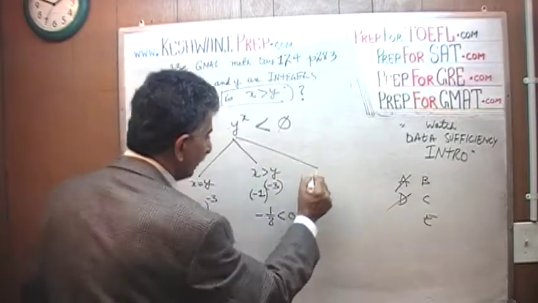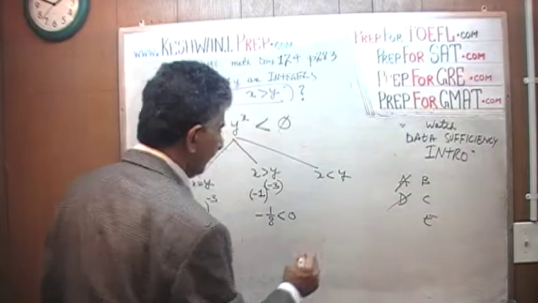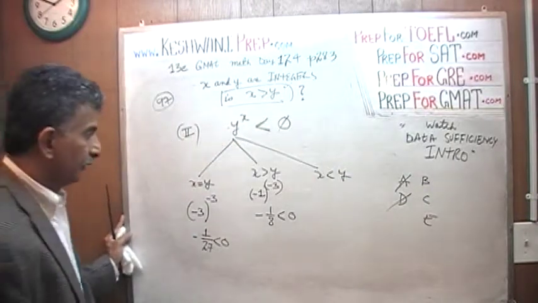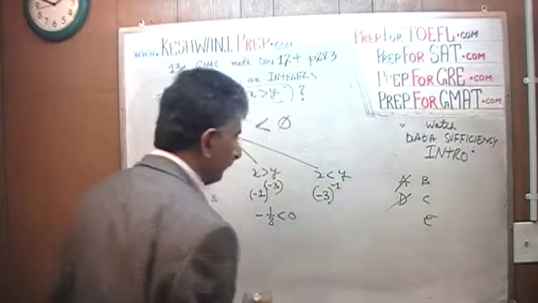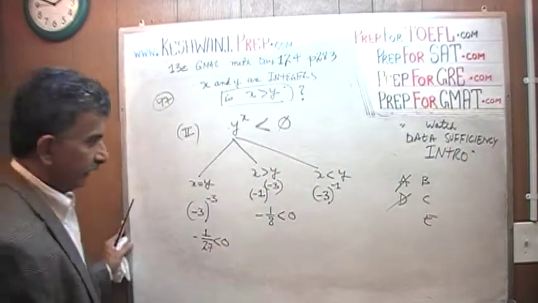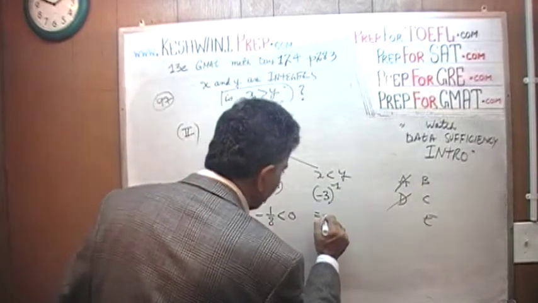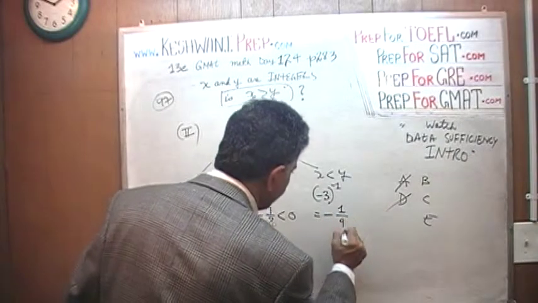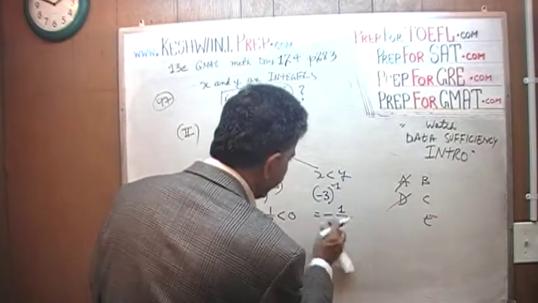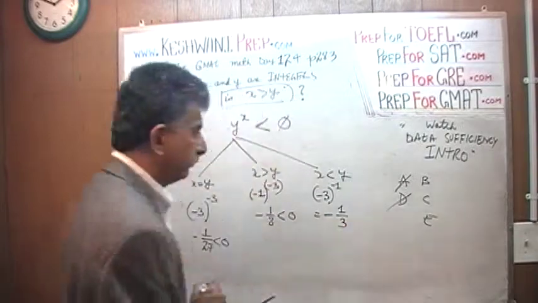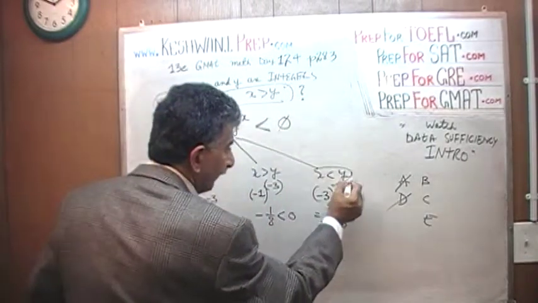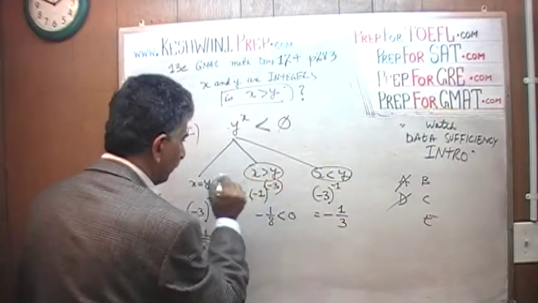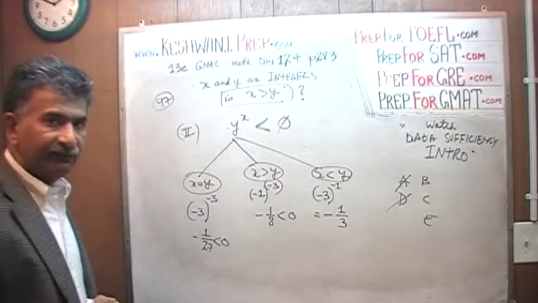Or we can have situations where x is less than y. For example, we can have negative 3 raised to negative 1, which is simply negative 1 over 3. And here, x is less than y. So, is x less than y? Or is x more than y? Or is x equal to y?